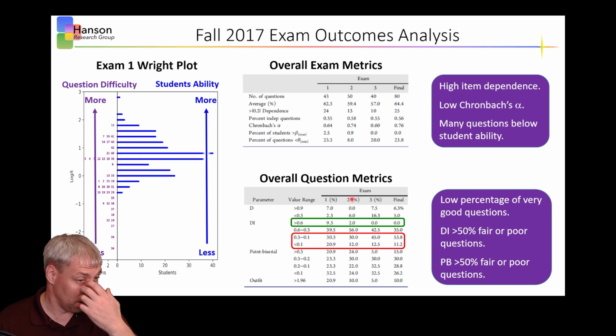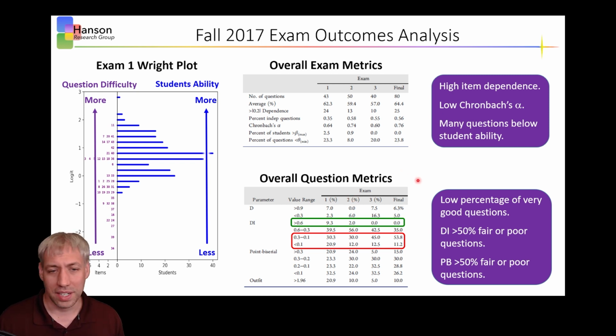For the first iteration of this exam, I just kind of made up the questions as I went, with no particular design and strategy in mind. We had high item dependence. We had low Cronbach alpha, the reliability index for the exam. We had many questions that were below student ability. Also, we had a huge fraction of fair or poor questions and very few very good or good questions. Overall, in fall 2017, every exam across the board was not particularly good.